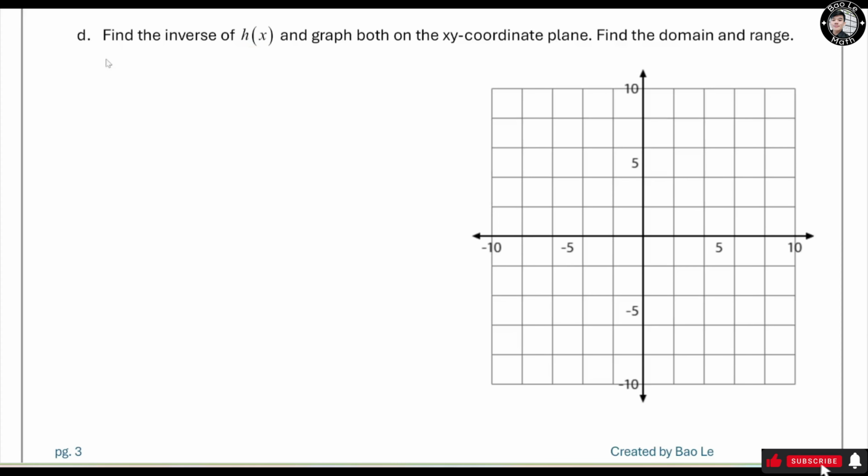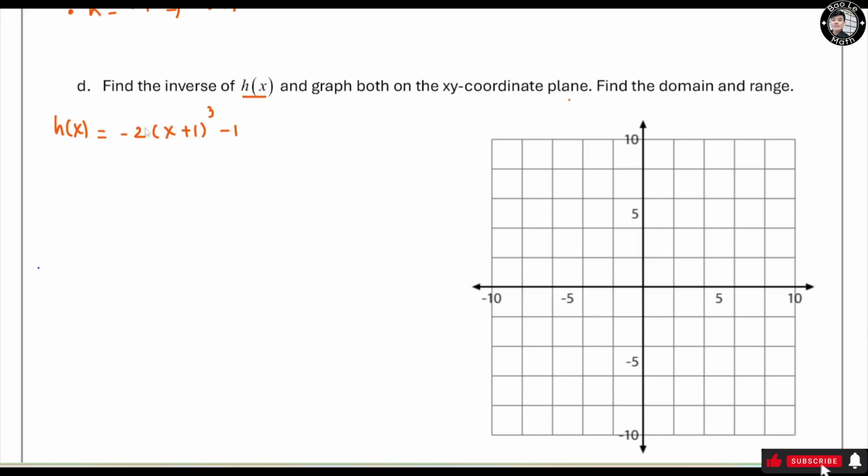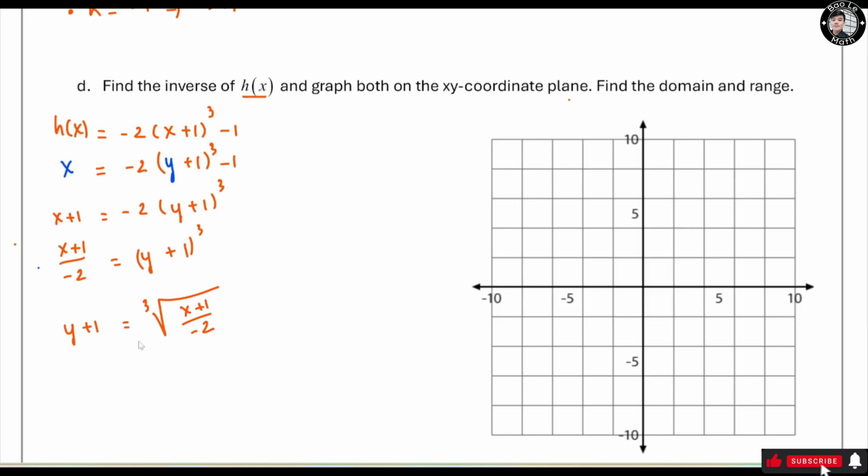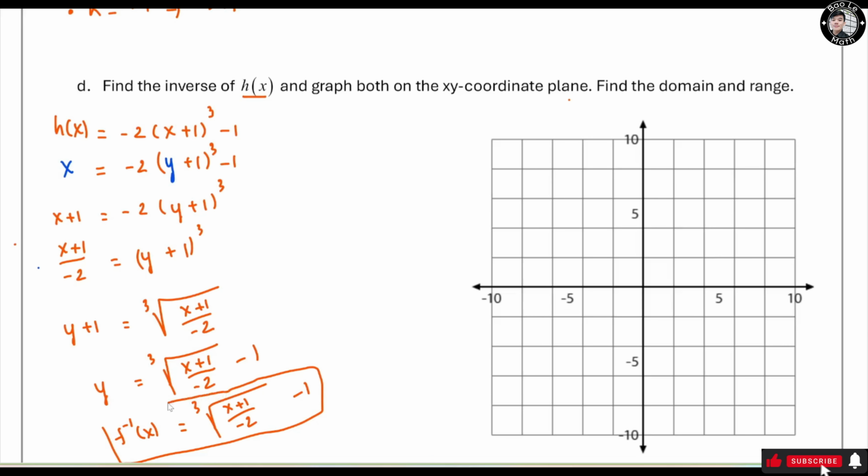Now question D. We need to find the inverse of the function h of s and graph both on the xy coordinate plane. You need to swap x and y, right? So this guy becomes x and this guy becomes y, right? So we're going to add 1 both sides, right? Then we're going to divide both sides by -2. Now we're going to take cube root both sides. Then we're going to subtract 1 both sides. Now we're going to replace y with f inverse, right? This one is the final answer.